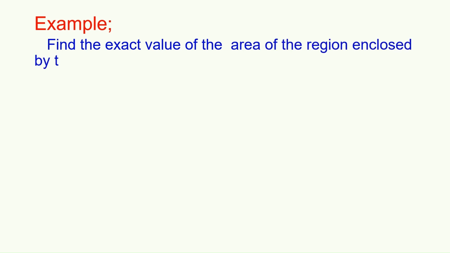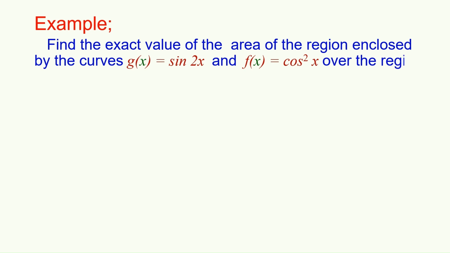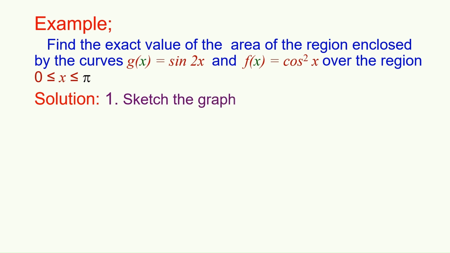Question: find the exact value of the area of the region enclosed by the curves g(x) equals sine 2x and f(x) equals cos squared x over the region 0 less than or equal to x less than or equal to pi.